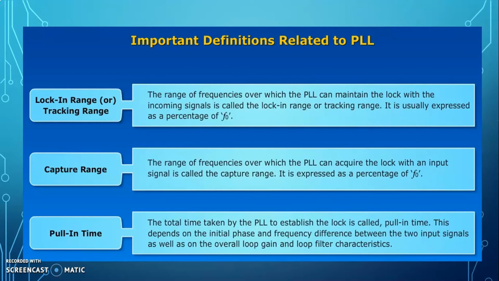Due to the phase lock loop operation, the voltage control oscillator frequency captures the input frequency only in a particular range of frequency. Such a frequency range is called the capture range. Next, pull-in time. The total time taken by the PLL to establish the lock is called the pull-in time. This depends upon the initial phase and the frequency difference between the two input signals, as well as on the overall loop gain and the loop filter characteristics.